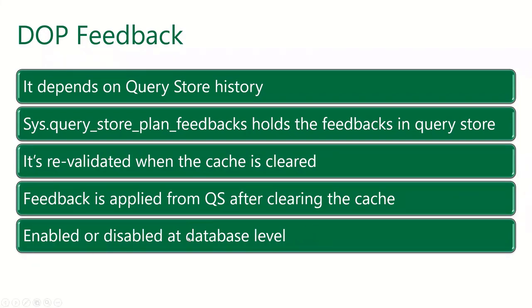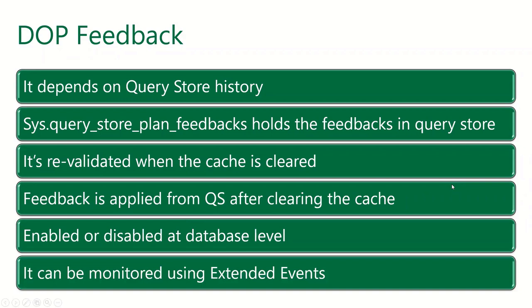This feature can be enabled or disabled at a database level, and it can be monitored using extended events. Of course, you are all used to extended events because SQL Server Profiler has been deprecated for many years, so you have no problem monitoring this feature using extended events. So you can see here, a new feedback is happening. A new query arrived to the server, and the server decided that this new query is eligible for the DOP feedback. So what happened? First, the query is identified as an eligible query.